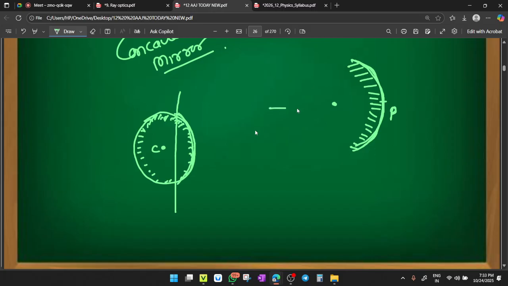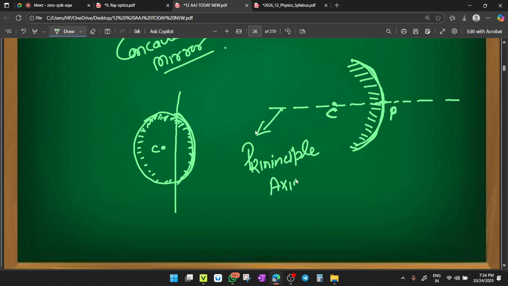and the line joining the center of a sphere to the pole is called the principal axis of the mirror. This is point C, called the center of curvature, and this line is called what? This is called the principal axis. Got it? This is called the principal axis.